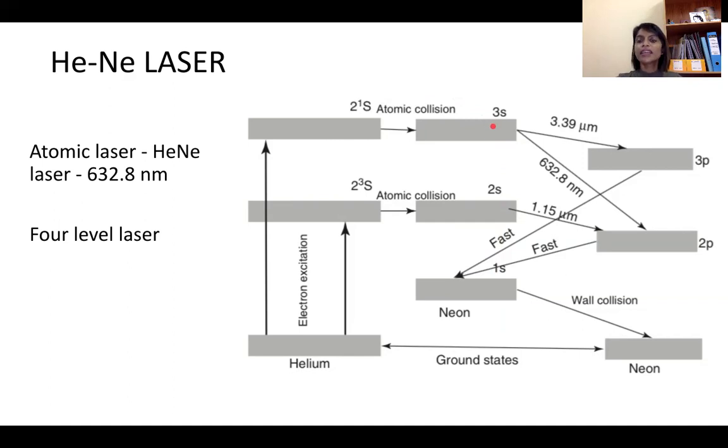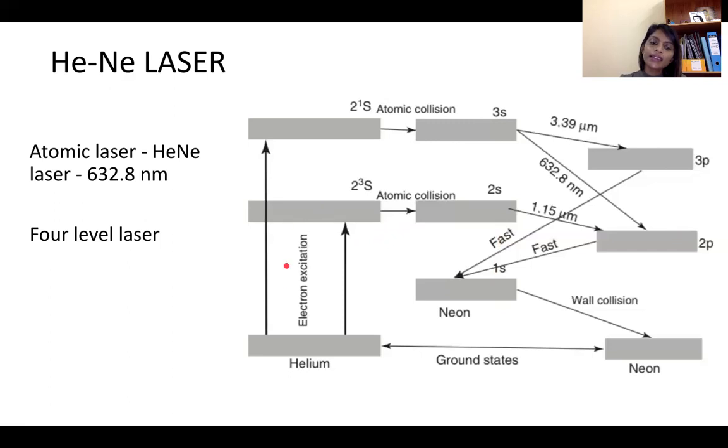If an electron is excited to the 3s level, it will drop down to 3p, emitting 3.39 micrometers. Because this is a metastable level, population inversion is achieved. Then what happens? The lasing action is happening here. This 3s can drop down to 2p, but 3s is not allowed to drop down to 2s. You have to remember that. But 3s is allowed to drop to 2p, and when they drop to 2p, they emit this famous 632.8 nanometer.